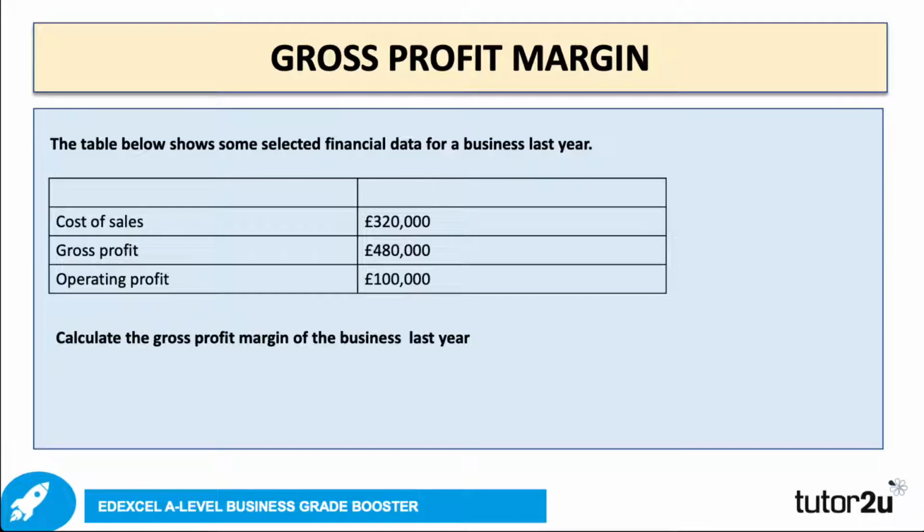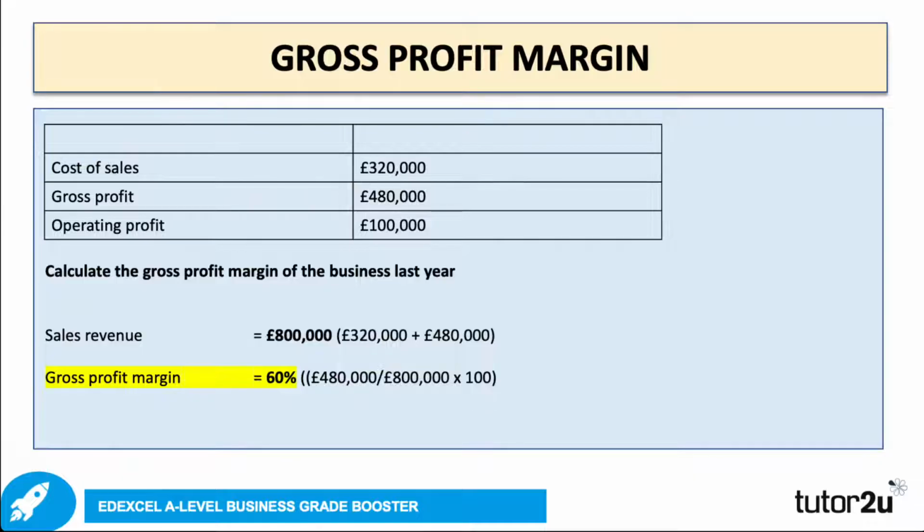So this is slightly trickier, this one, because you weren't given the sales revenue. We know the formula for gross profit margin is gross profit divided by sales revenue times 100. You could manipulate the formula to work it out. We're given cost of sales and we're given gross profit. We know that sales revenue minus cost of sales is gross profit. So therefore, cost of sales plus gross profit must be sales revenue, which leads me to believe that the answer is 60%.